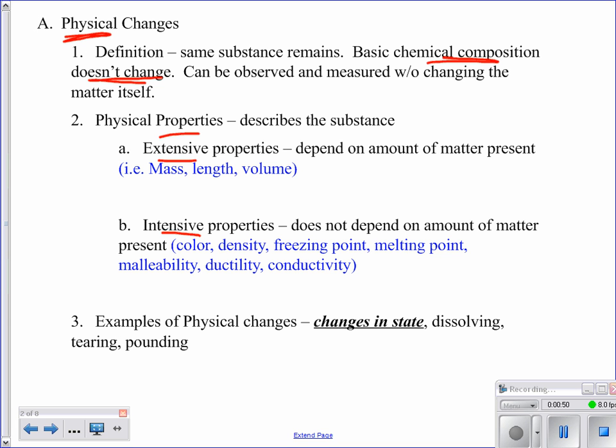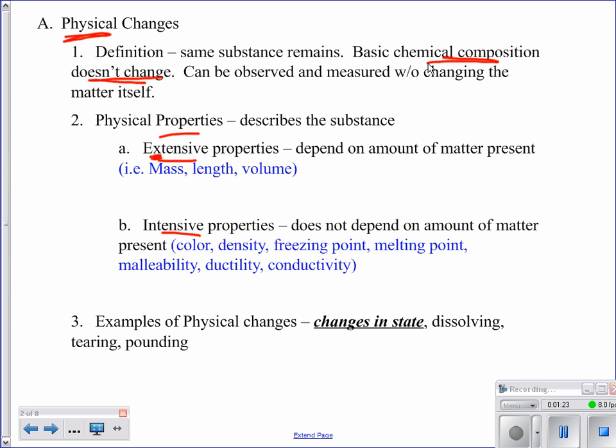So extensive properties are extra, right? They depend upon the amount of matter that's present. Really doesn't do much to identify the substance. It just tells you something about how much stuff you have. So if I said, hey, I have this stuff and I've got 5 grams of it, or I've got this matter right here and it weighs 3 ounces, that doesn't really tell you much about it. Instead, it's just going to be an extensive property.